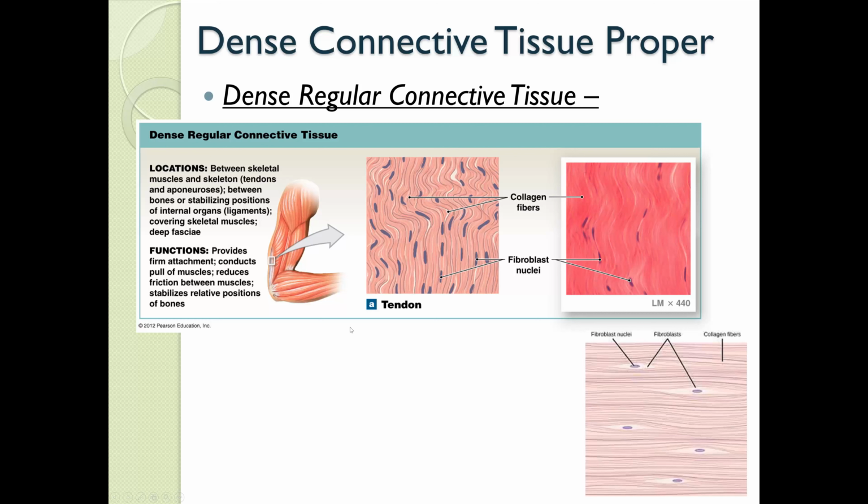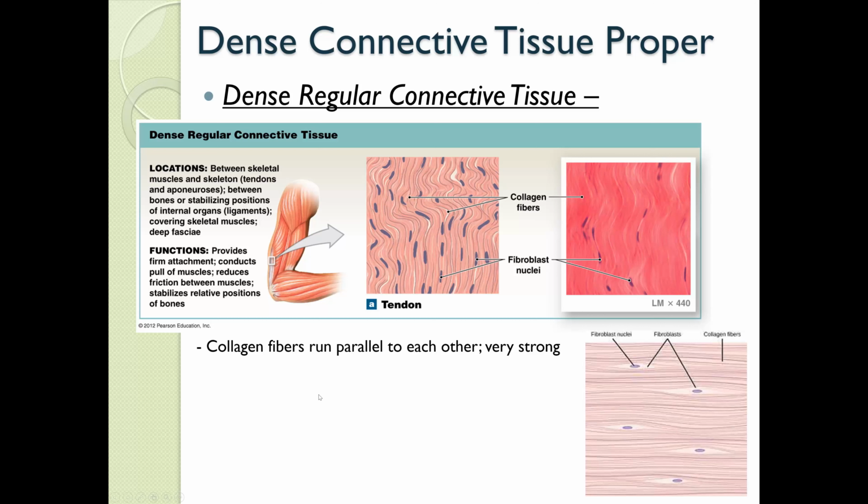Here is another image of dense regular tissue. So remember I mentioned earlier that with loose connective tissue, you see a lot of cells compared to the amount of fibers you see. And with dense tissue, you see a lot of fibers compared to the amount of cells. So with dense regular connective tissue, you will see a lot of collagen fibers that are all running parallel to each other, and you may only see a few fibroblasts scattered between them, and the dark purple spots are actually the fibroblast nuclei. Remember, fibroblast is the one cell type that is found in all connective tissue proper.